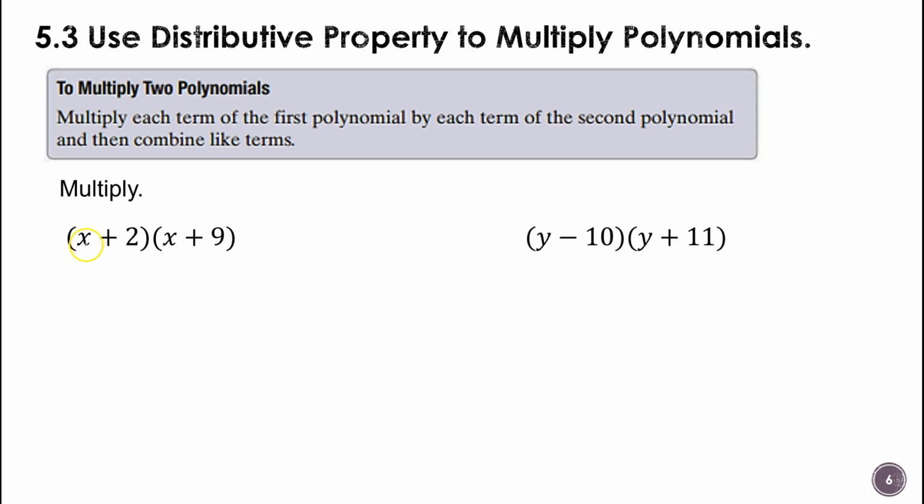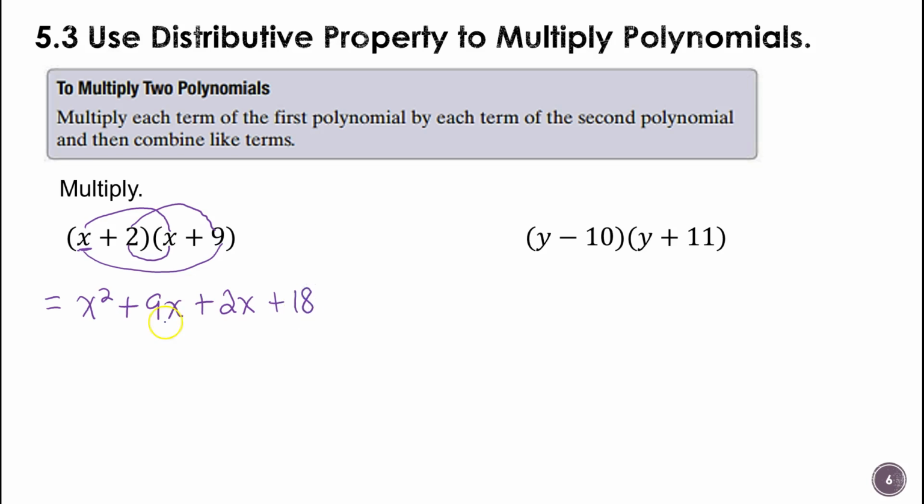So I'm going to take the x in the first binomial times x and 9, right? So I'm going to take x times x is x squared, right? I just multiplied these two. And then x times 9, so that's going to be plus 9x. I'm going to then distribute the 2, so 2 times x is 2x. And then 2 times 9 is 18.